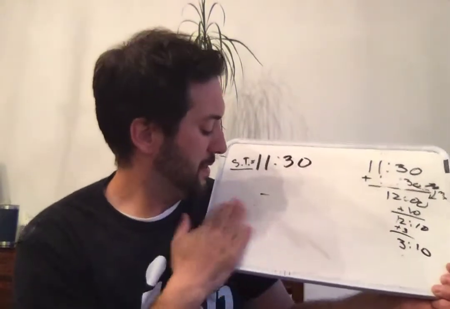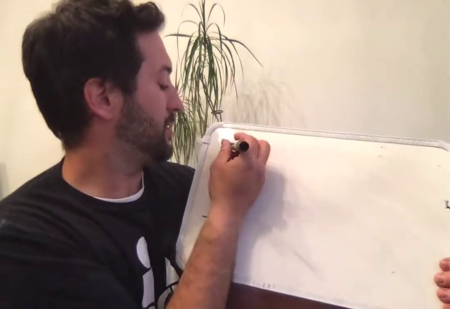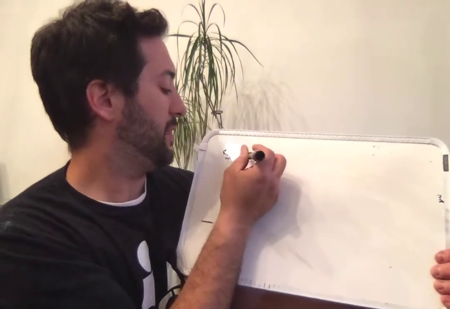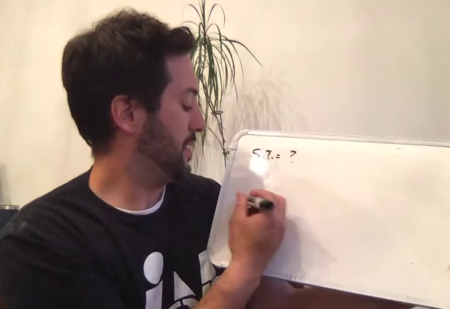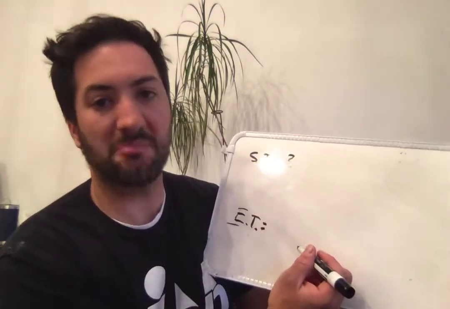Now, let's do, we don't have a start time, we have an end time. Let's go, our start time is question mark. And our end time is, what should we have as our end time? 2:30, let's say.